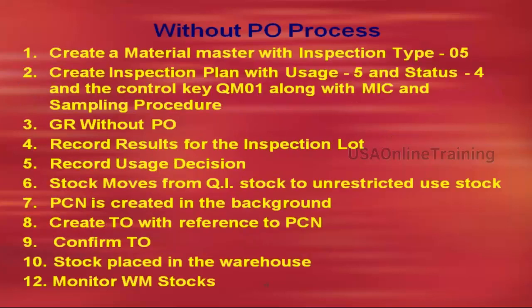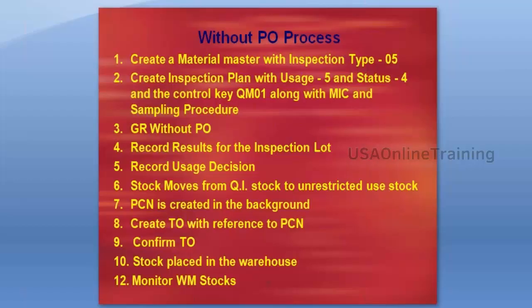In the same way, without the PO process, we have the production order process. Here also a quality inspection lot will be generated without the purchase order process. Then the quality inspection lot will be created, then the stock moves from quality inspection to unrestricted. As a result, a PCN is created. Against the posting change notice PCN, we create a TO, then confirm, and the stock is placed in the warehouse. So these are the scenarios we are going to come across in our SAP WM model.